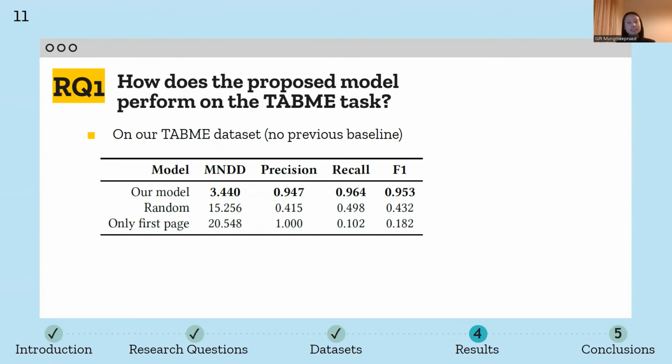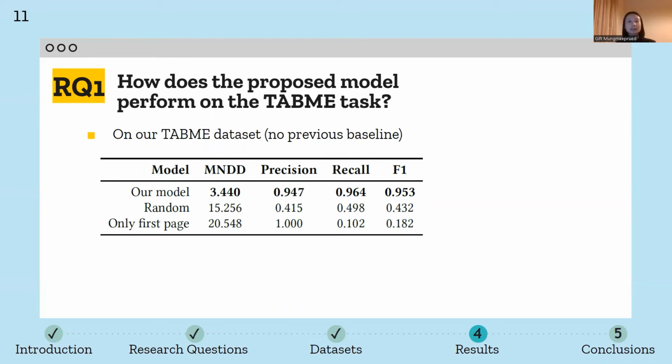To answer the first research question, we measure the performance of the model on our TABME dataset. Our model achieved the MNDD metric of 3.44, which means on average, it takes only around 3 drag and drop actions per folder to correct the errors of the model. We obtained an F1 of 0.953.